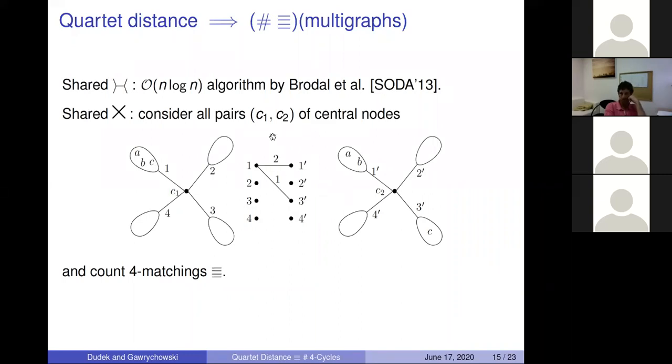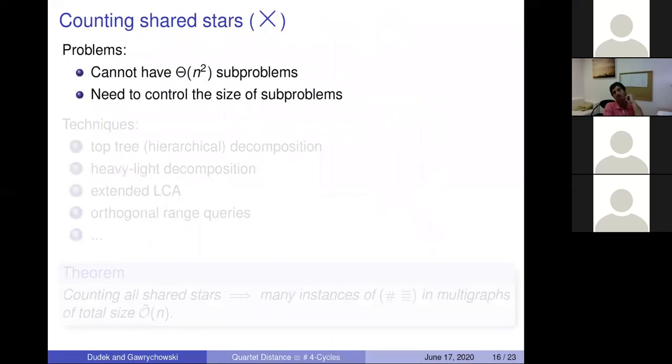So you have to take the multiplicities into account. So this is not hard to see. Okay, that's the basic idea, but you have to work a little bit to use it, because first of all, you cannot really go over every pair of central nodes. That's n squared, that's way too high.